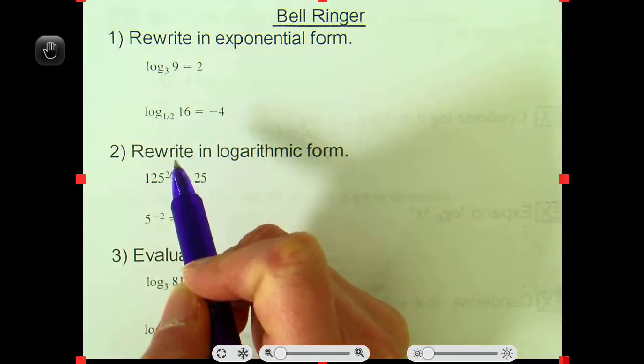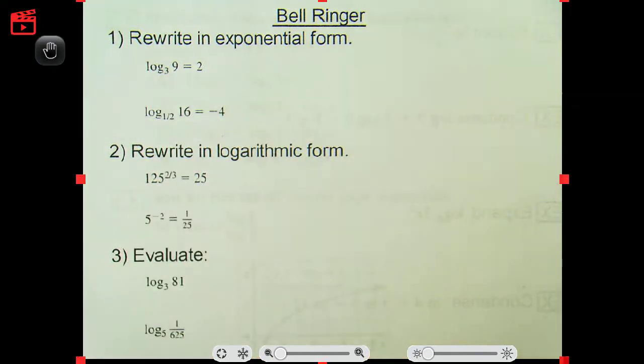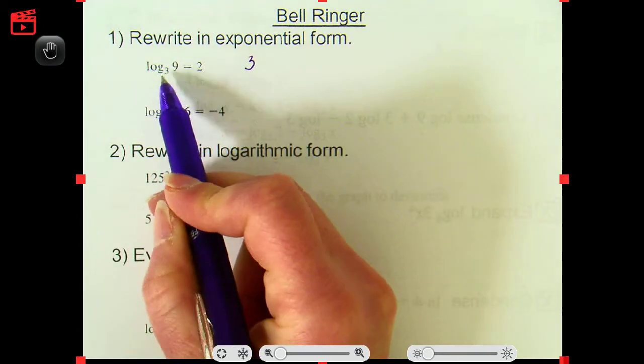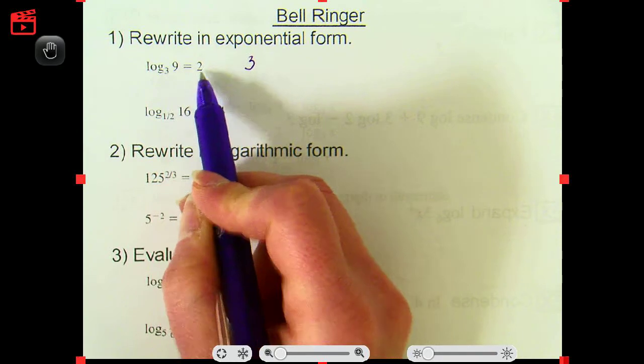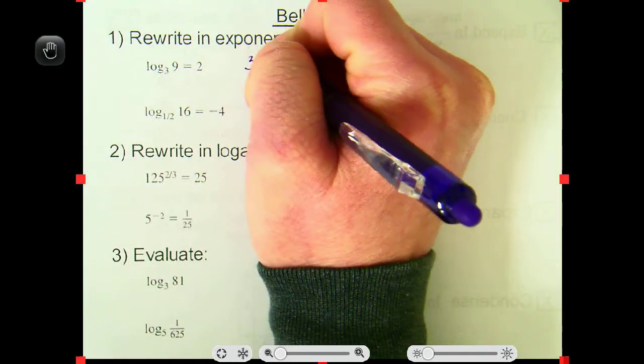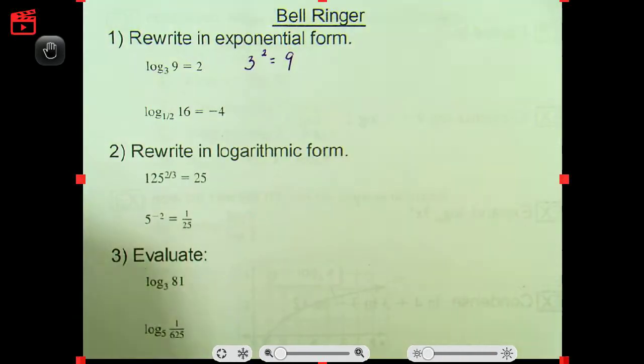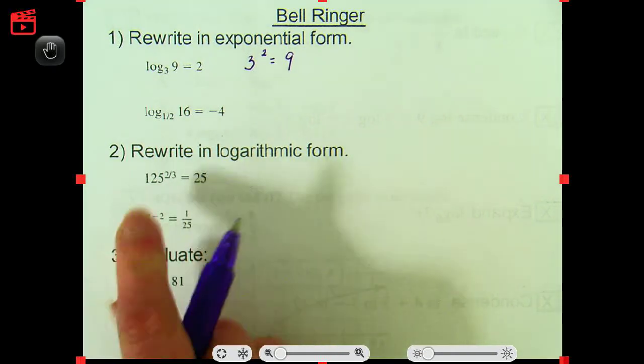If we want to write it in exponential form, remember I said if you're ever stuck, always start with your base. Your base is 3. You can't write these side by side, so you would use the 2. So it's 3 squared is equal to 9, which is a true statement, so that's a good sign.